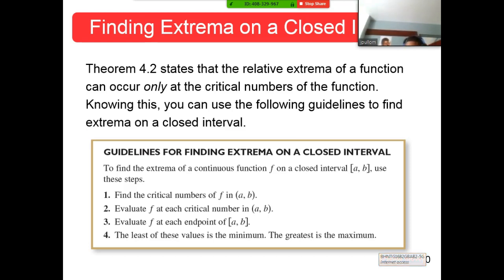And then number 4, the least of those values, the f at each critical number and the f at each endpoint, look at the least one of those, that's your minimum. The greatest one of those, that's your maximum. That's how you find them on a closed interval.